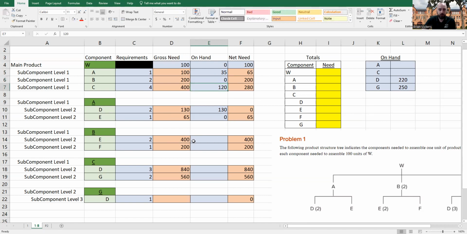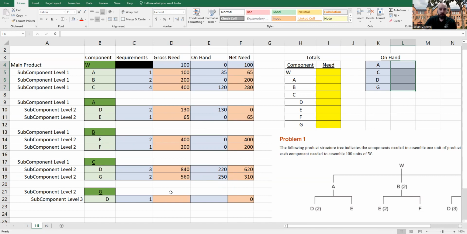We don't have any on hand. That's fine. E's. Do I have any E's on hand? No, I don't. So nothing changes there. F's. Do I have any F's on hand? No, I don't. So I don't put any there. D's. I have 220 remaining. I've used 130 of them here. So I'm going to go ahead and plug in all 220 because this number is more than 220. So I've used all the D's up. G's, I've got 250. I need 560, so let's use up all 250 of them here. Great. And then we have no more on-hand inventory. Everything else we're going to have to produce.